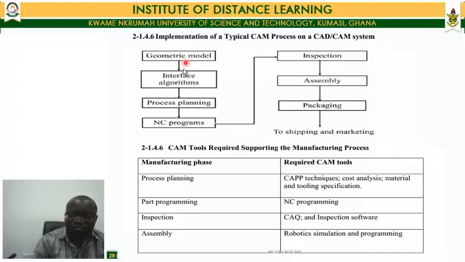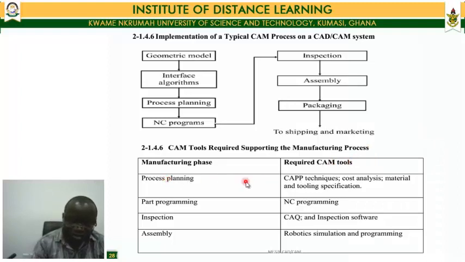Now, it means to get to the CAM process, you should have your geometric model, and then of course there will be some interface algorithms that will be used to actually create a process planning. Then you may have some NC programs, numerical control programs, to actually machine your part, and then you may go to inspection, assembly, and packaging to ship it. Now, in this CAM process, there are some tools that are required to support the process.